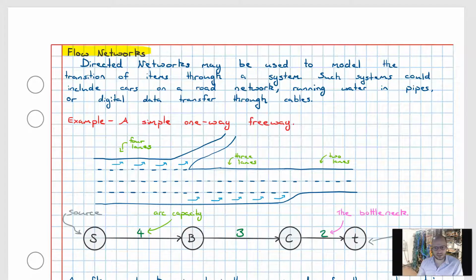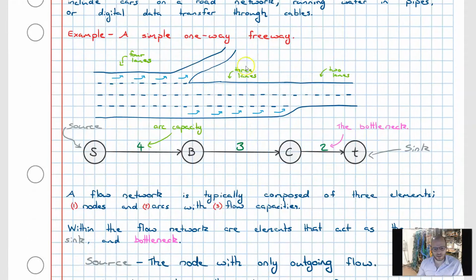Now, such a system could be a road network and the amount of cars that can travel across it. It could be a network of water pipes and the water as it's running through the said pipes. Or it could be something like a labyrinth of computer cables and the data that gets transferred across said labyrinth.